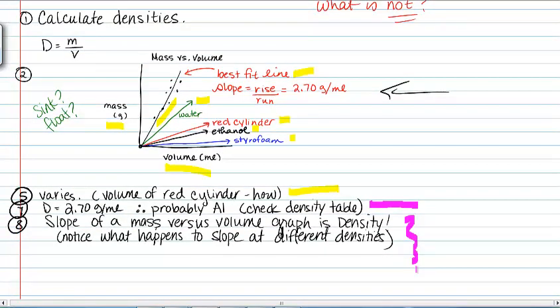And a really important thing here: the slope of this mass versus volume graph is the density. Since slope is rise over run, the rise is mass and the run is volume, so that's mass over volume. So your slope is your density. So when I look at this graph and I look at the red cylinder compared to water, how do I know just by looking that the red cylinder is going to float? Yep.